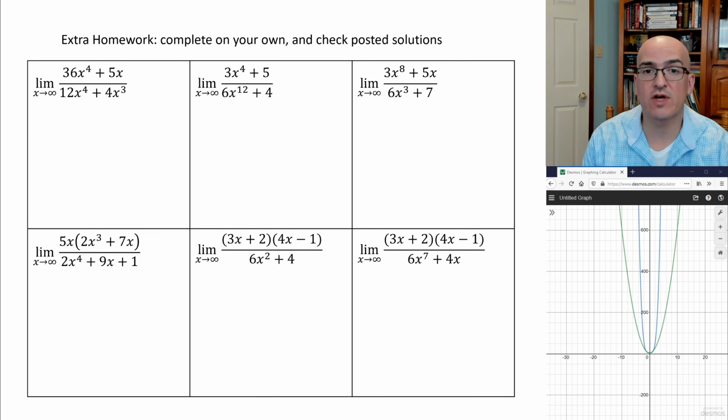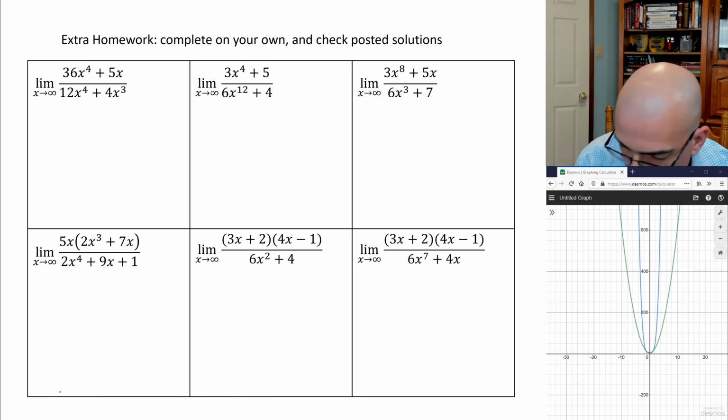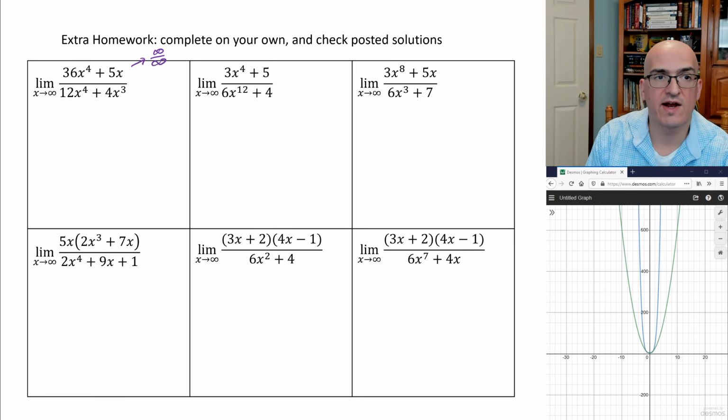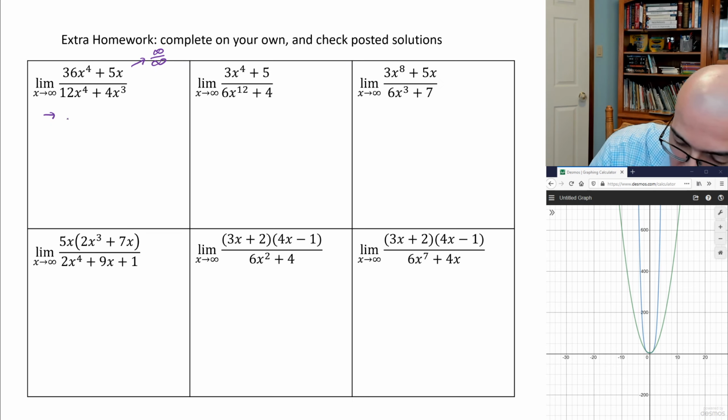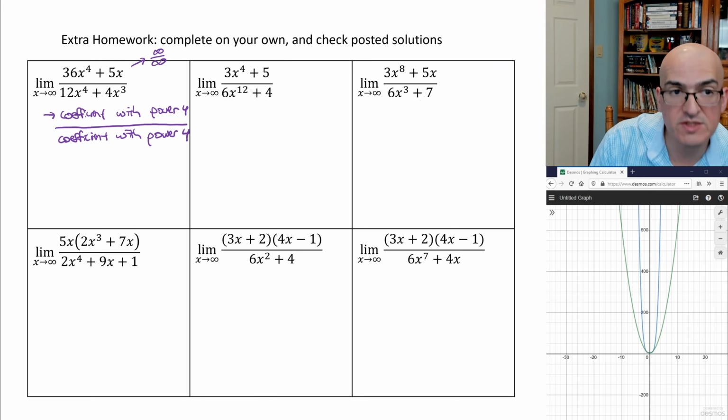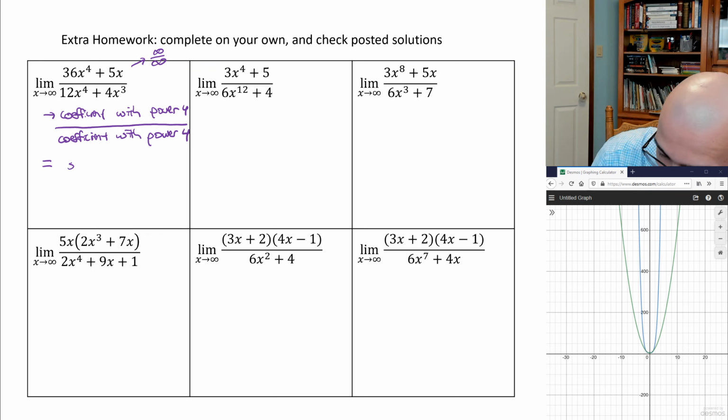So inside each of these, I'm going to use that shortcut. So first one. This is an infinity over infinity situation. The long way is to divide by x to the 4 on top and x to the 4 on the bottom. Use the theorem, but our shortcut says they both have power 4. Coefficient with power 4 divided by coefficient with power 4. So coefficient just means the constant that's in front of x to that power. So we're going to get 36 over 12, which is 3. That's our answer.